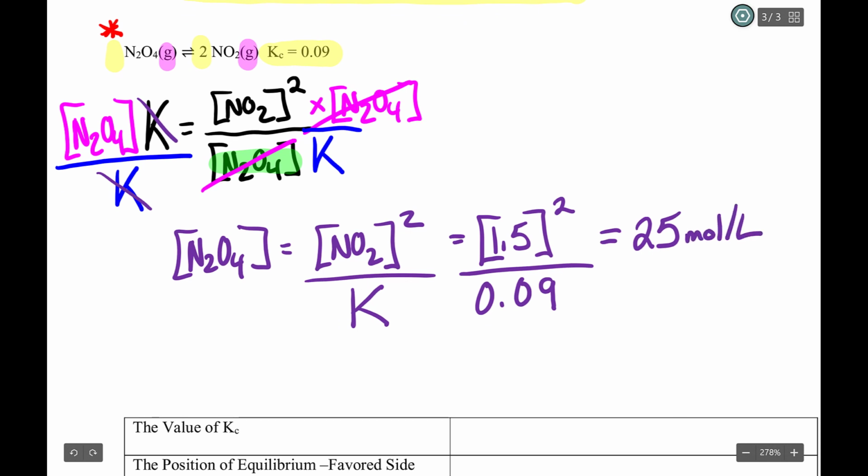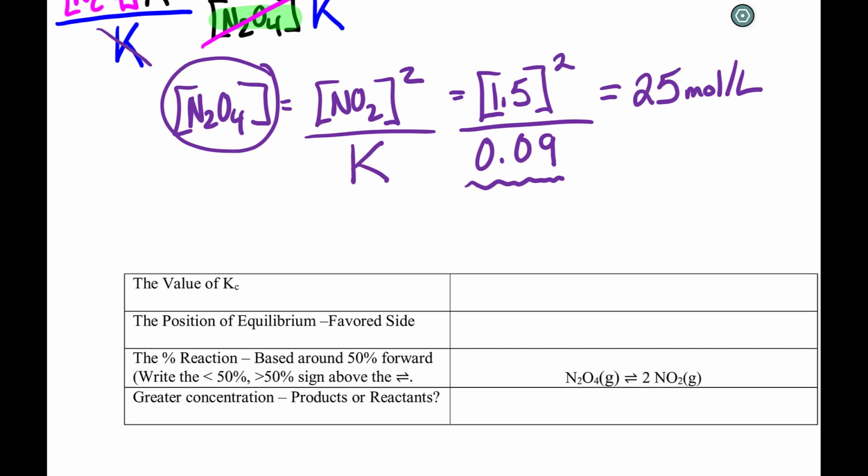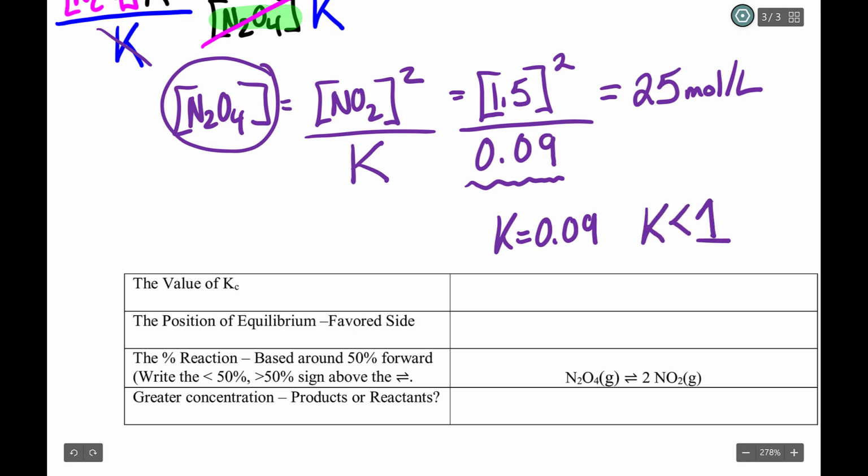This is not unitless. This is a concentration. Our K value, which is 0.09, is unitless. But I'm calculating for a concentration, which is here. This does have a unit. It is in moles per liter. So the last thing I'd like you to do is use our K value, which is 0.09. So our K is less than 1. I would like you to take that and use it to solve the rest of this box. Pause the video now and give it a try.